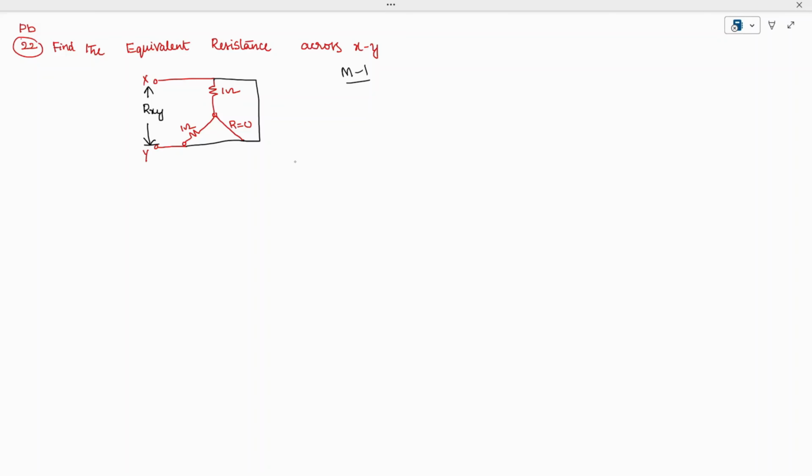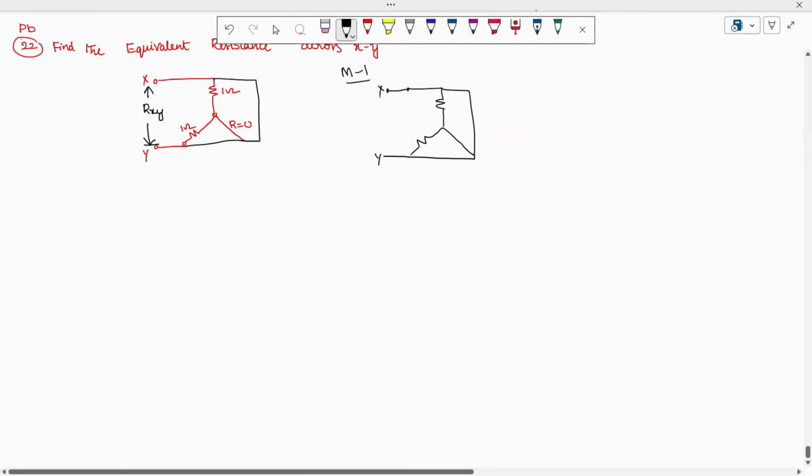So method 1 is, if you redraw it, this is one resistor, this is another resistor, and this is short circuited. This is the X node and the Y node. Now the current will try to flow from X and reach this node, and the current will not divide in this 1 ohm. Why? Because a resistor of 2 ohm in parallel with a short circuit is equal to a short circuit.